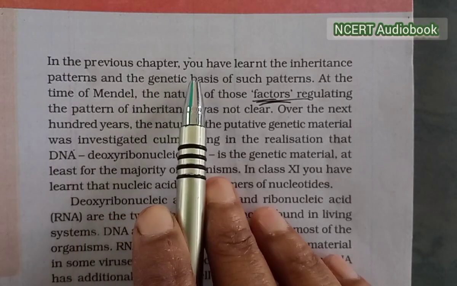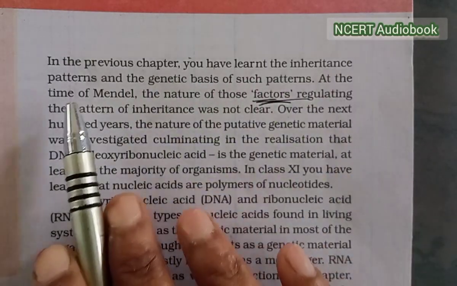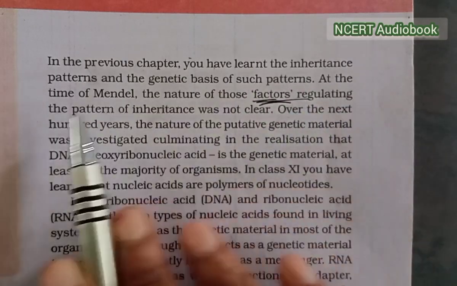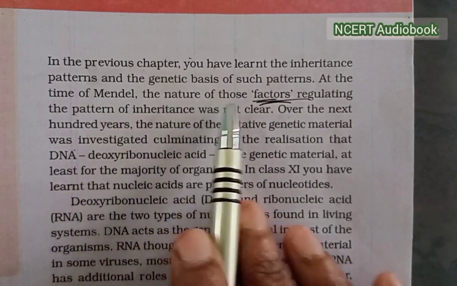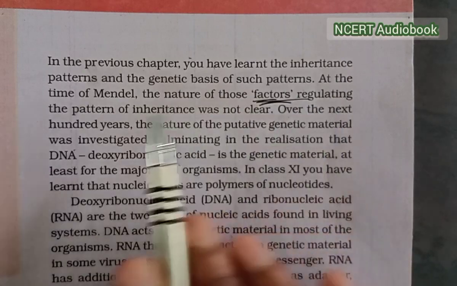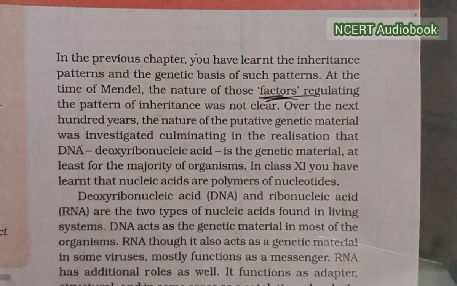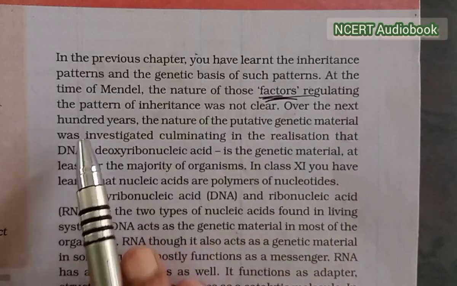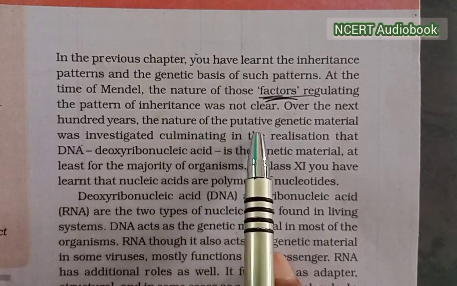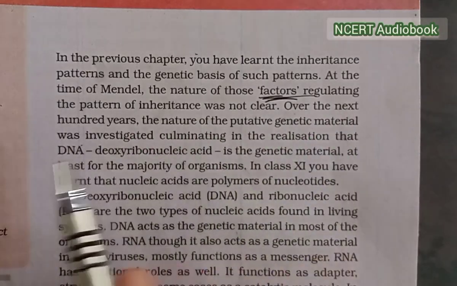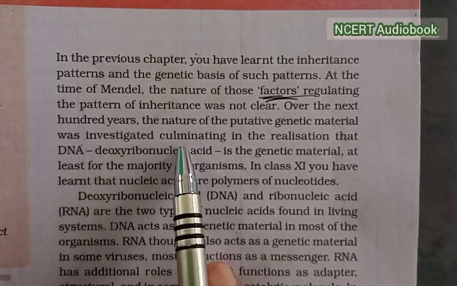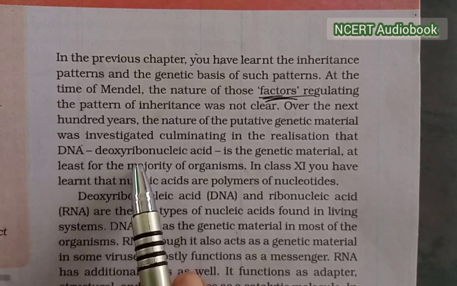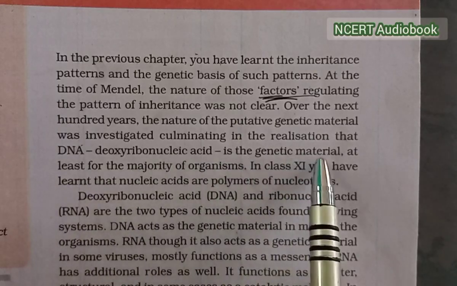In the previous chapter, you have learned the inheritance patterns and the genetic basis for such patterns. At the time of Mendel, the nature of those factors regulating the pattern of inheritance was not clear. Over the next 100 years, the nature of the putative genetic material was investigated, culminating in the realization that DNA, deoxyribonucleic acid, is the genetic material.